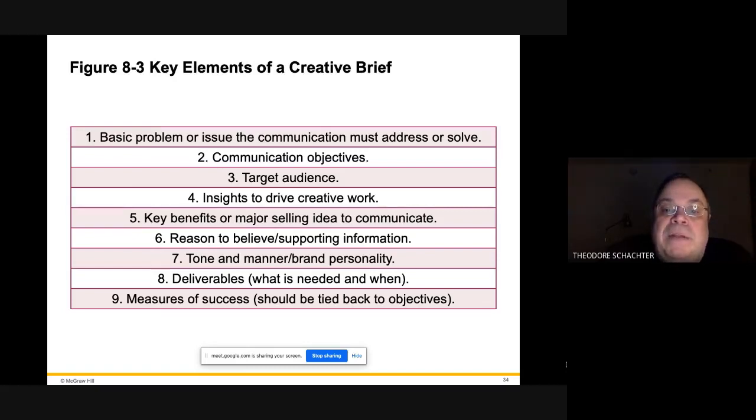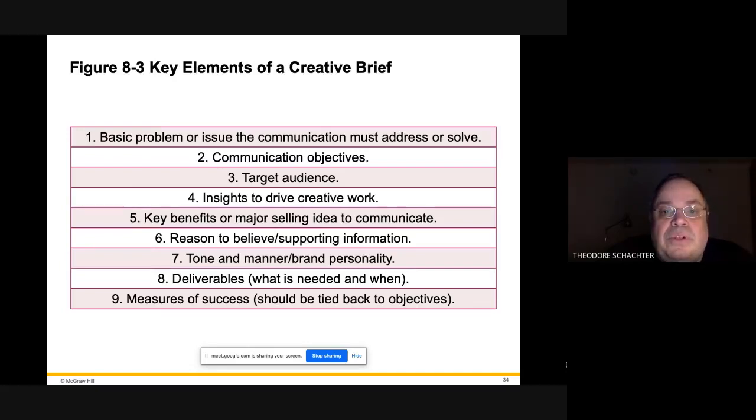What are the key benefits or major selling idea to communicate in our ad? What do we want to say? What are the key things we want to say? It's refreshing. Okay, that's it. That's an idea. And what is the proof that we have for people to believe this? Why will they believe anything we say? Is there scientific proof? Are there doctors who testified to this? How do we know it's true?